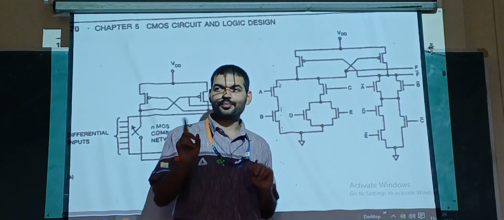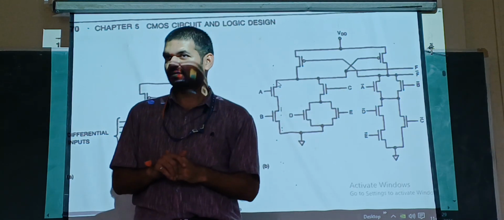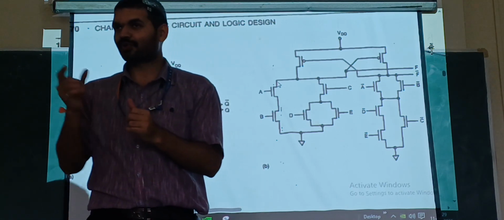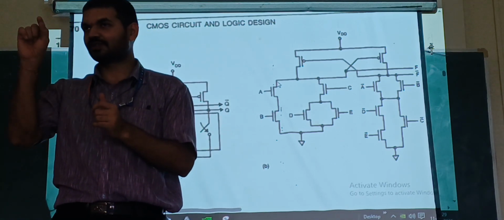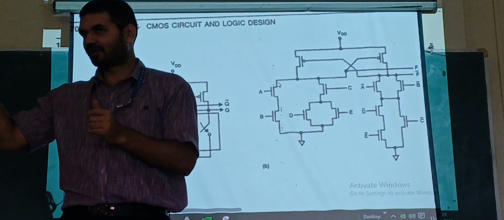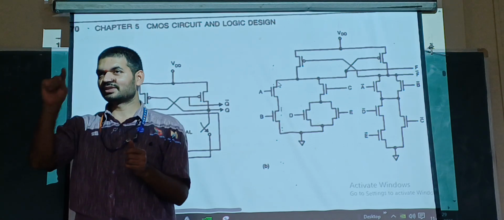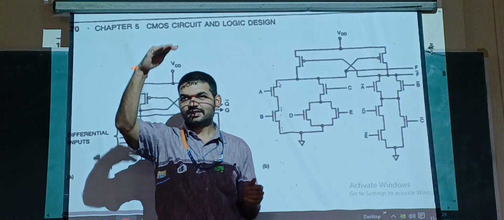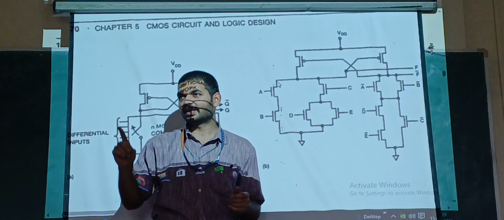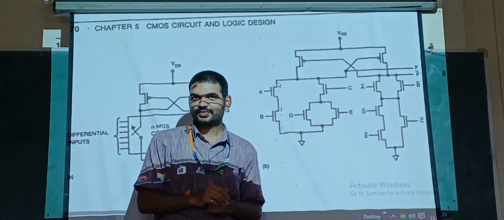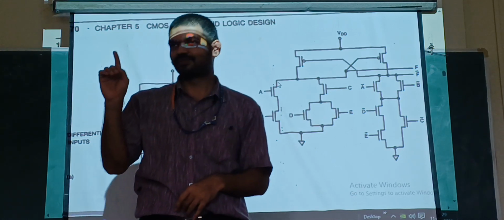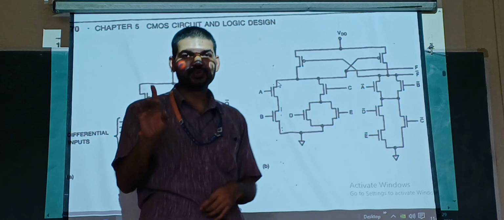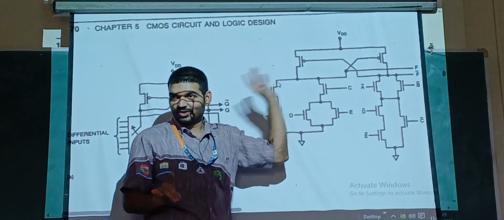How many input combinations will be there? 0, 0, 0, 0, 0. All zeros. Then 0, 0, 0, 0, 1. Continue up to 1, 1, 1, 1, 1. 2 raised to 5, 32. 32 input combinations.